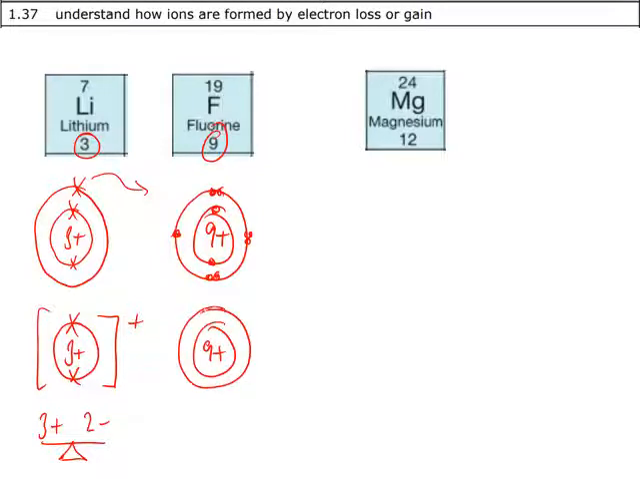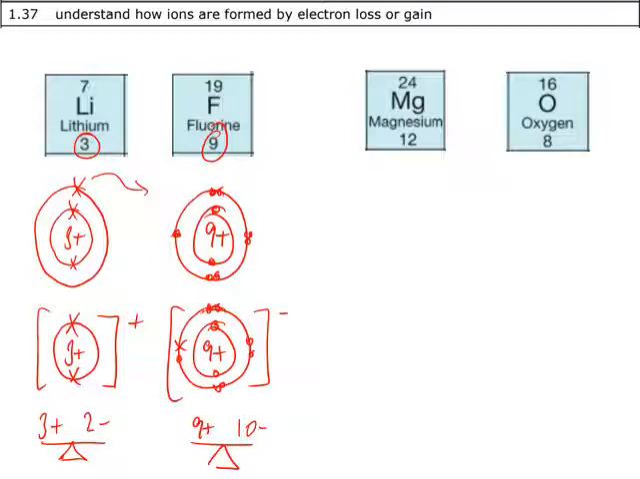So we have fluorine, and it gains an electron from lithium, and now it has 1 more electron than it does protons. So you still have 9 protons because the proton number does not change. If it does, then you've got a different element. And now we have 1 more electron. So therefore we have an overall charge of negative because we've got 1 less proton than we do electrons. Okay, so this is what happens when ions are formed.